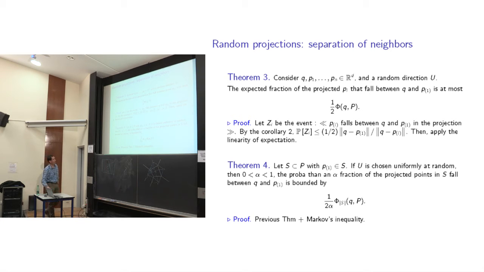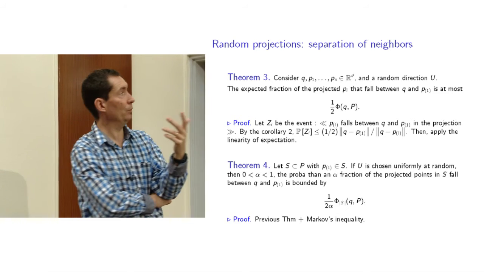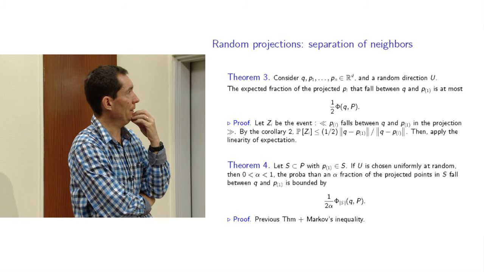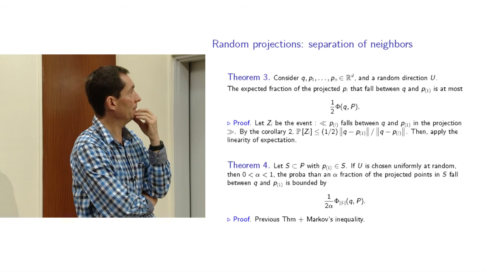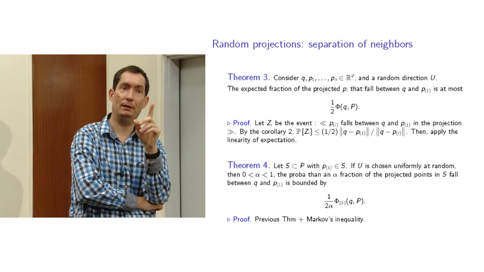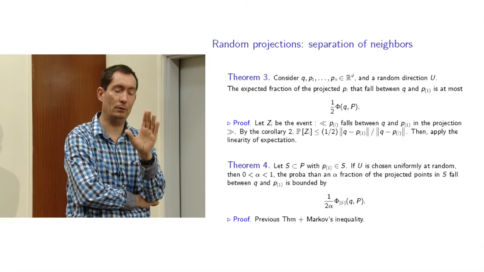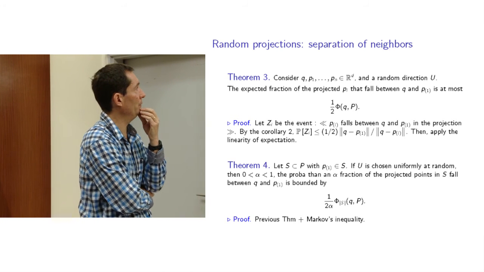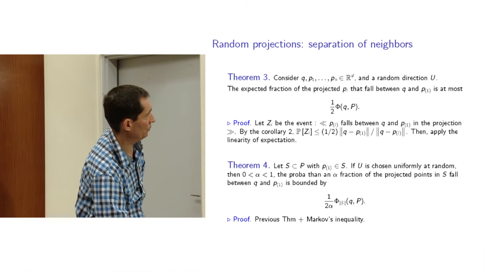Now, more interesting is the following theorem. We consider a point set, a subset S of the whole database P, such that S contains the nearest neighbor of Q. If u is chosen uniformly at random, and if alpha is between 0 and 1, where remember alpha is the parameter governing the construction of spill trees, actually of regular spill trees and also of virtual spill trees, then the probability that an alpha fraction of the projected points in S fall between Q and P1 is bounded by this quantity.